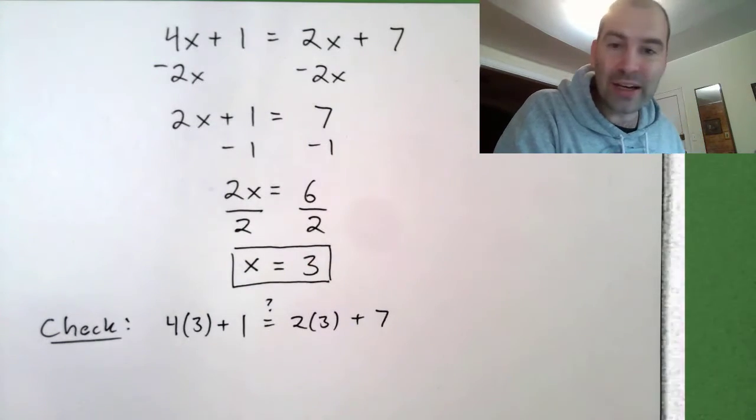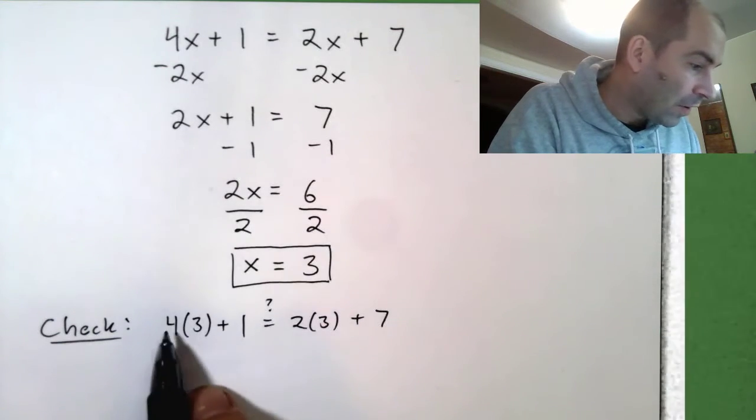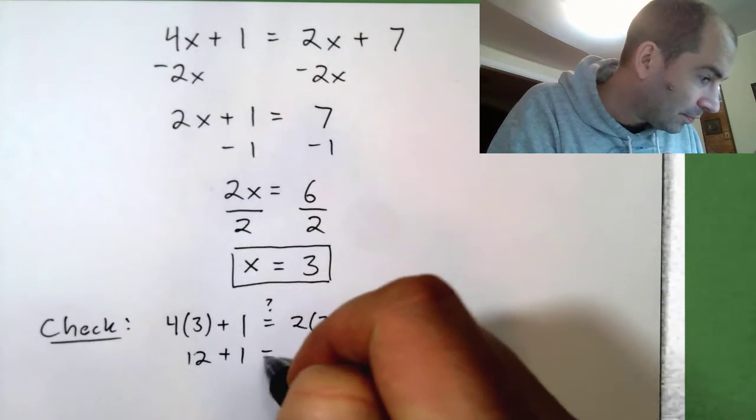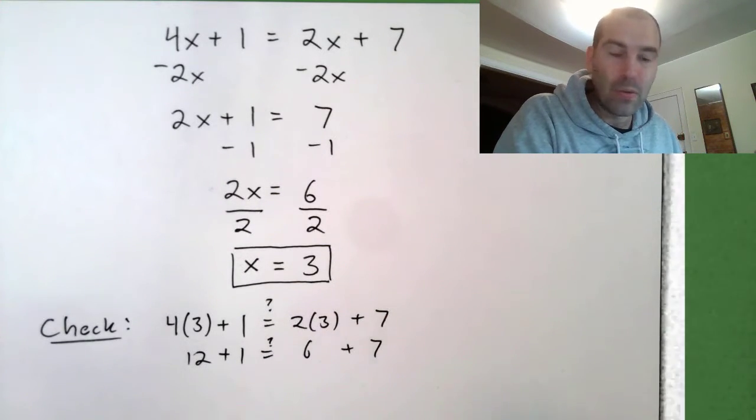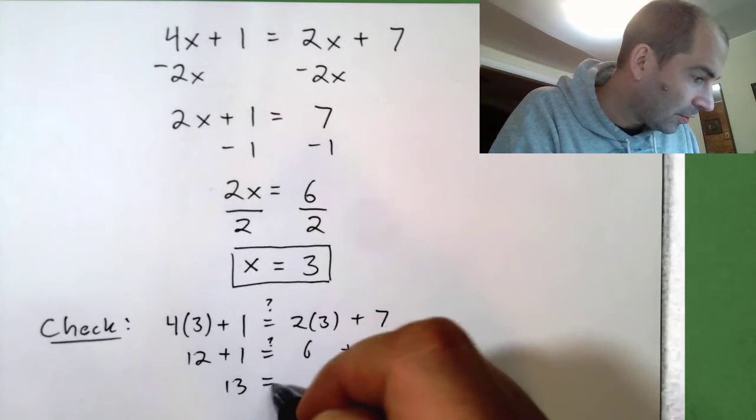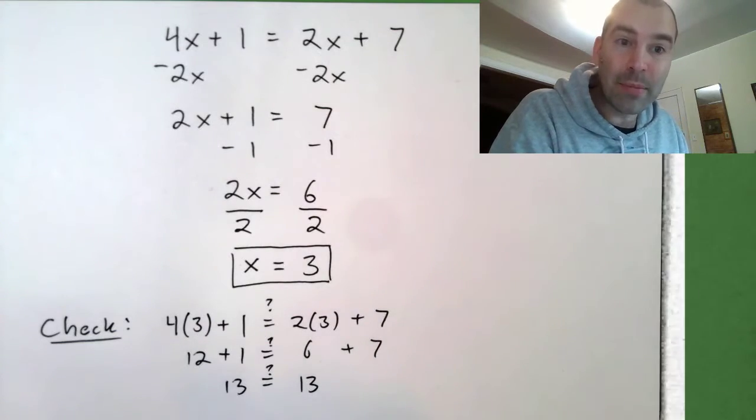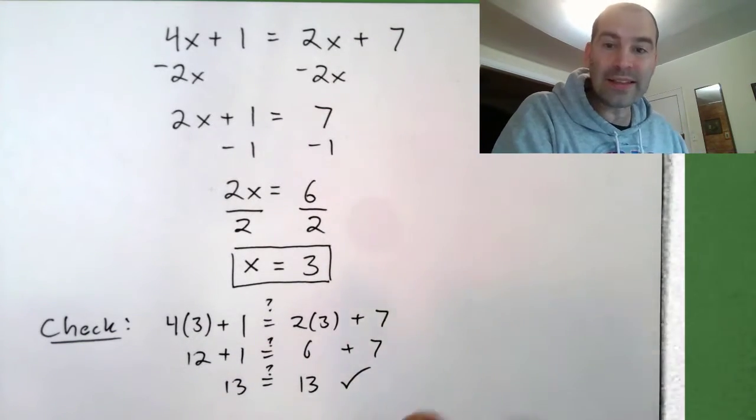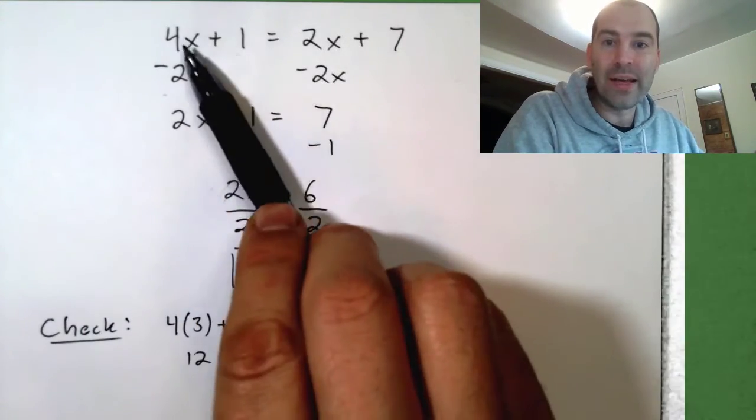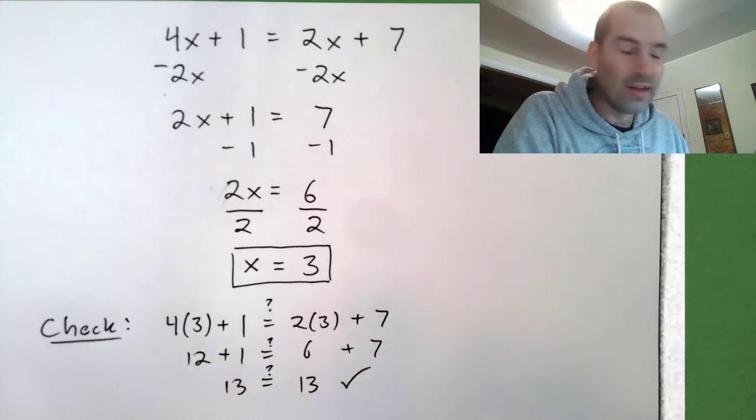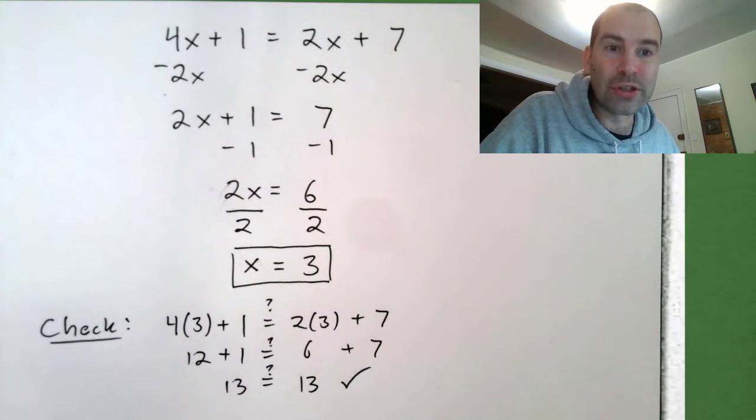Now, I'm not sure if this is actually true, right? I'm checking it. So let's simplify the left-hand side and just see. 4 times 3 is 12. Is that the same as 2 times 3 plus 7? Well, let's see. 12 plus 1 is 13. Is that the same as 6 plus 7? Well, yes, they're the same on both sides, so it checks out. This is how you check your solution. You plug the number you got back in for x, and you make sure that when you simplify each side, you get the same value. So we've solved the equation, and we've checked it, so we're sure that it's right.